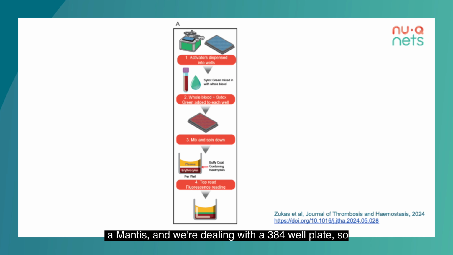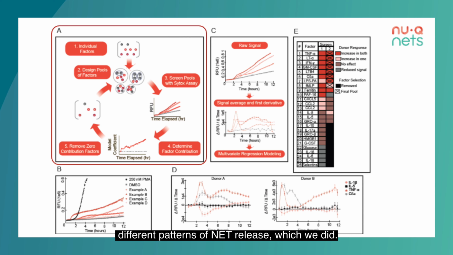Well, instead of using PMA as a factor to trigger neutrophil release or NET release from neutrophils, we used a whole host of naturally occurring molecules to see if we could trigger NET release and identify different patterns of NET release, which we did. So panel A here is identifying individual factors, which we put together in pools, and then we stimulated and ran them on the machine.